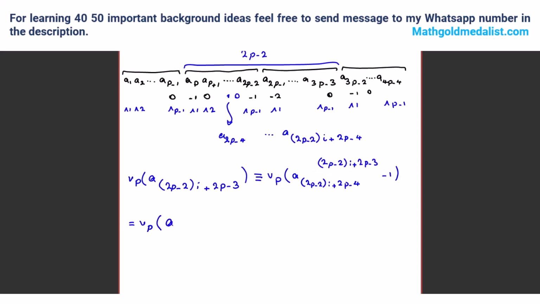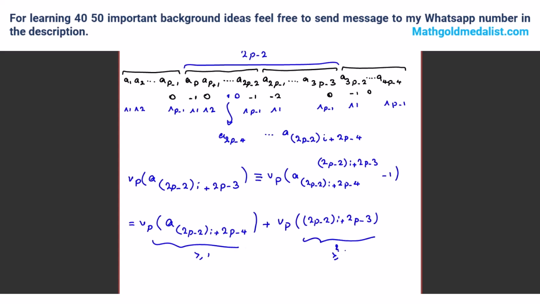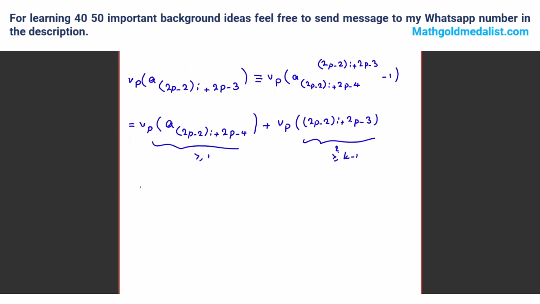So we can write v_p of a_(i(2p-2)+2p-4) plus v_p of this, the power i(2p-2) plus 2p minus 3. This one is at least 1. We should see for which i it is at least k minus 1. Then this part will be at least k, and the problem will be solved completely. So i(2p-2) plus 2p minus 3 should be 0 mod p to the k minus 1. Okay?